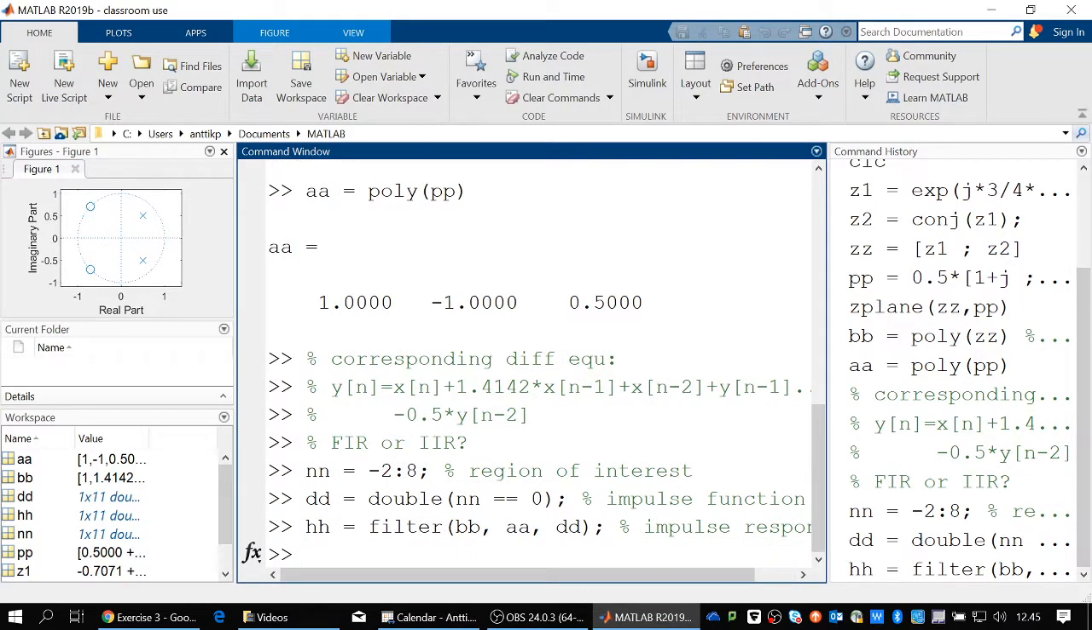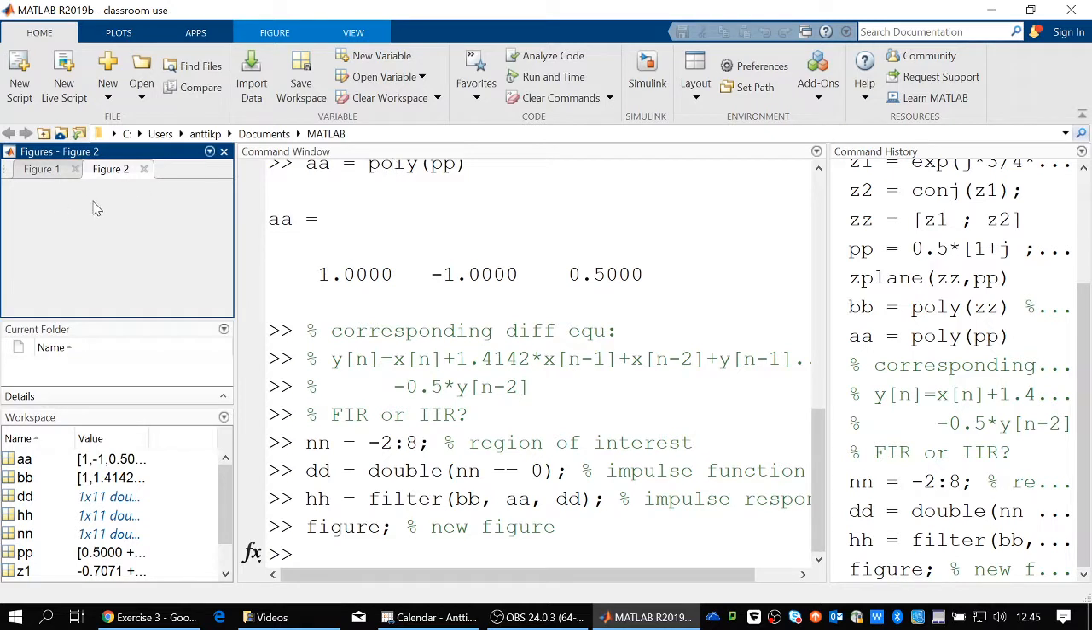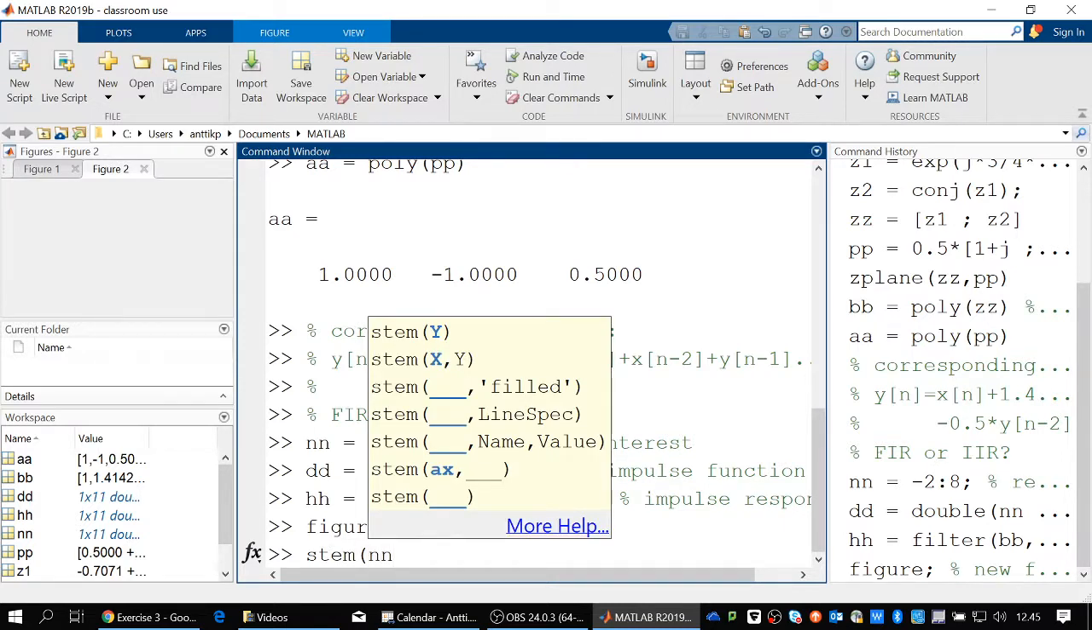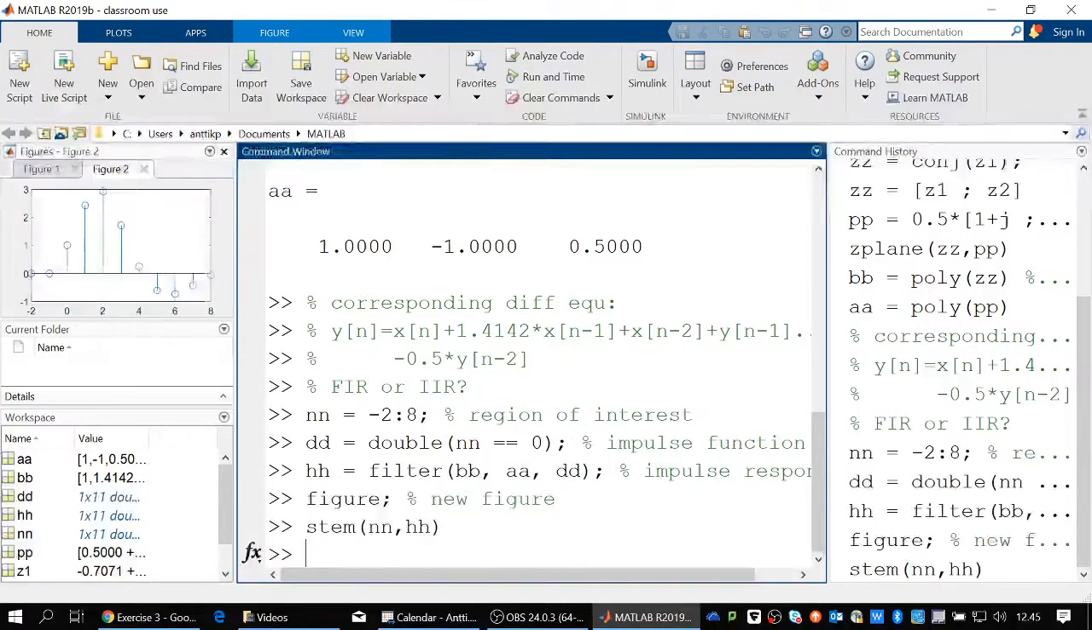Seeing is believing. Let me take a new figure. Let me dock that one on my small figure window here. I know I should have a much bigger screen or more screens here. Okay, new figure and plot the stem plot of nn, hh. So stem plotting the impulse response picture. There.